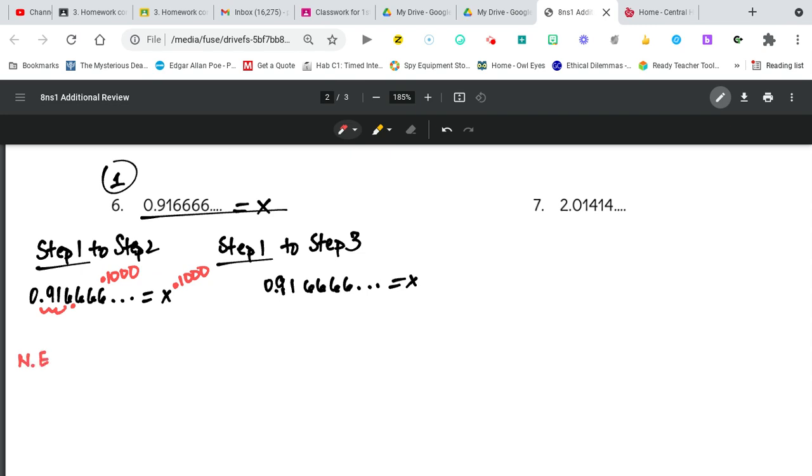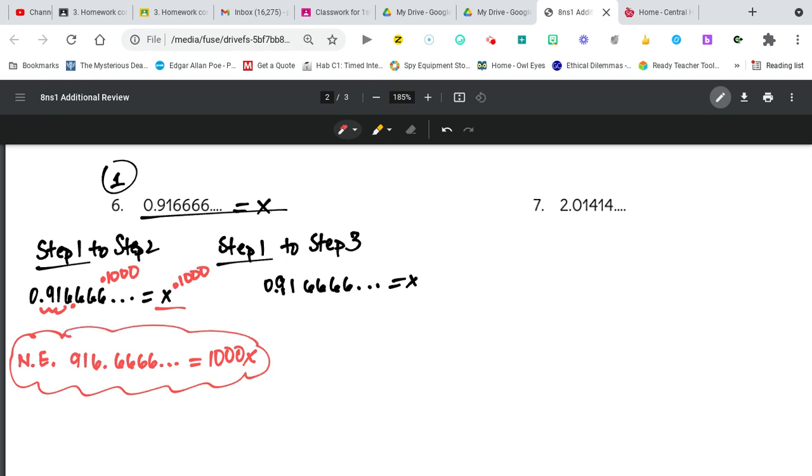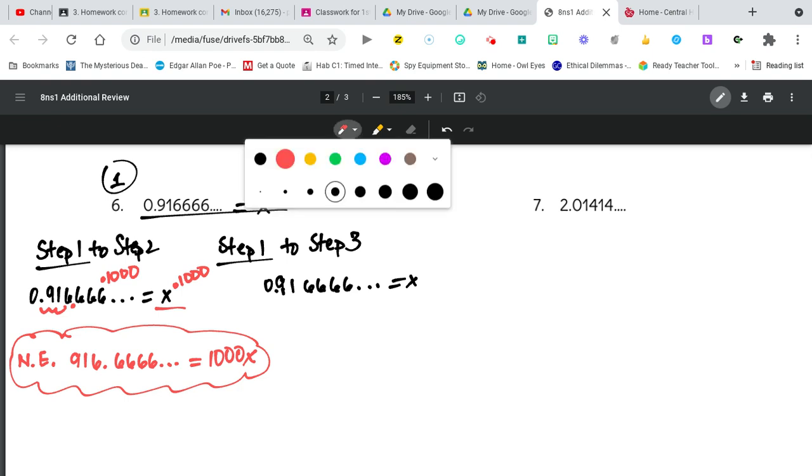I'm going to call it NE, guys, because I'm being lazy. 916 point, a bunch of sixes. I'm not going to write 3 6s. I'm going to write 4. And x times 1,000 is 1,000x. Okay, so that's how I get that equation. So I'm going to have to keep this one in mind because it's going to have to be stacked with the other one.